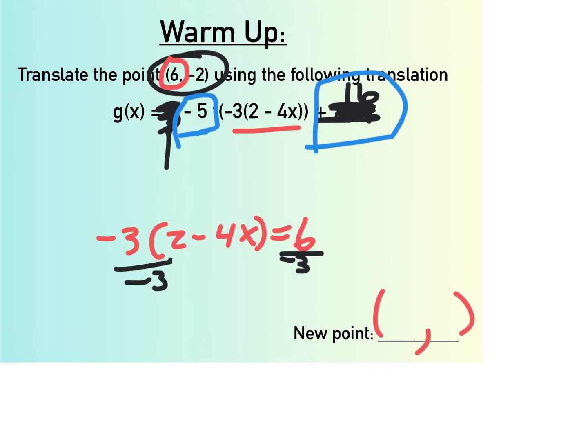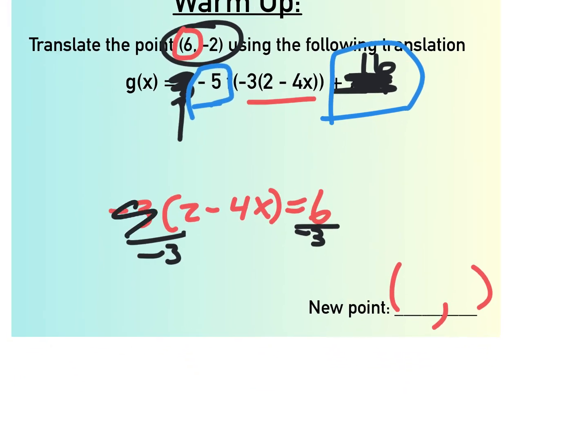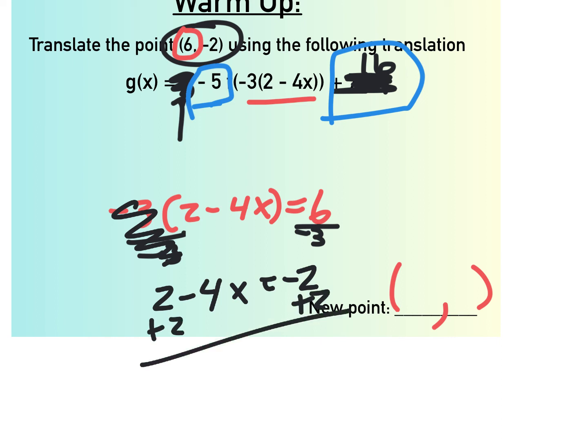Now some kids will have distributed this. I'm just getting rid of it by dividing by -3 on both sides. And it's okay, you get the same answer at the end because distributing works, right? But you don't have to do the distributive first. I think this is a little faster. Now I'm going to add 2 to both sides. And I get -4x equals 0. x equals 0 over anything is 0. There we go. Did you have 0? Raise your hand if you had 0.